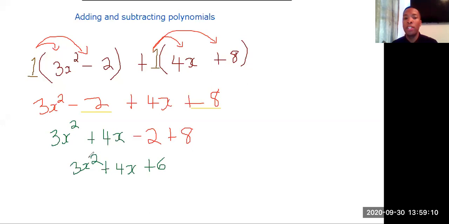With these two, they're two different terms. X is different from x squared, so I can't group those terms together. That's a really good question. They have to be the same term with the same variable. So yes, it's x, but one of them has a different exponent. Okay?